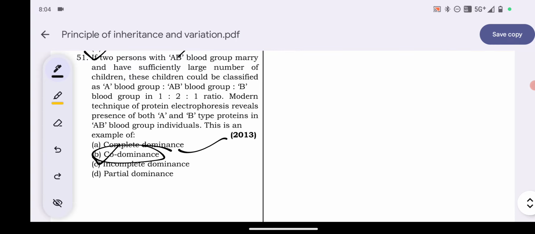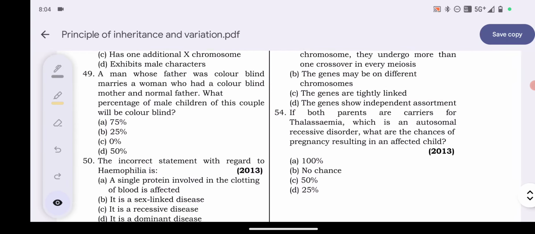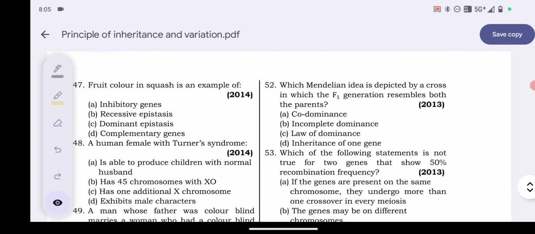Okay. Next question number 52. Which Mendelian idea is depicted by a cross in which the F1 generation resembles both the parents? Codominance, incomplete dominance, law of dominance, inheritance of one gene. So here the answer will be option A, codominance. In case of codominance, the F1 generation resembles both parents. Example: ABO blood grouping in humans. So option A will be your answer.